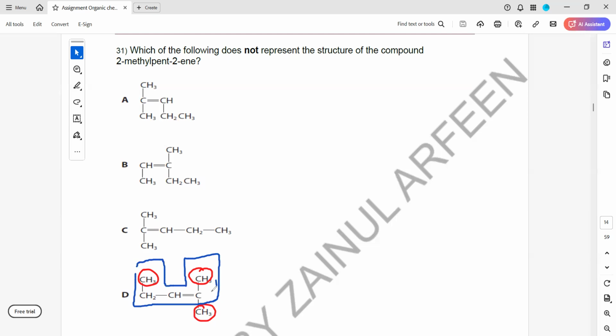So when we count from here, it is 1, 2, 3, 4, 5. Second position, there's a methyl group. So it is 2-methyl. 1, 2, 3, 4, 5. So it will be pent, and the double bond is at the second carbon, so it is 2-ene. So 2-methylpent-2-ene will be the right structure. So all of them, except B, are 2-methylpent-2-ene.